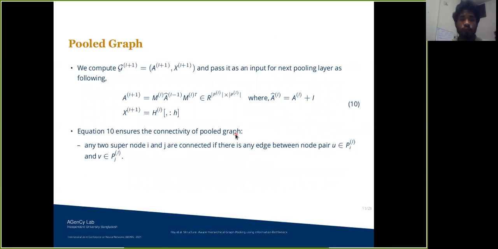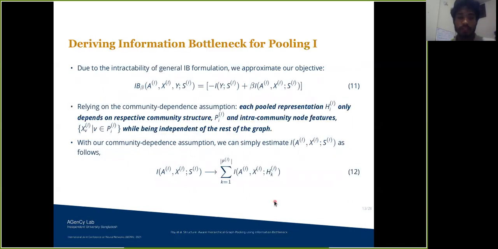Then we can compute a coarser graph using the mapping matrix M. This equation ensures the connectivity of the pooled graph, where any two supernodes i and j are connected if there is any edge between a node pair u and v, which are in communities i and j respectively.